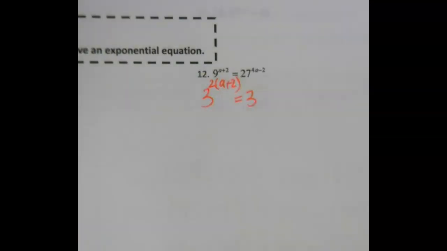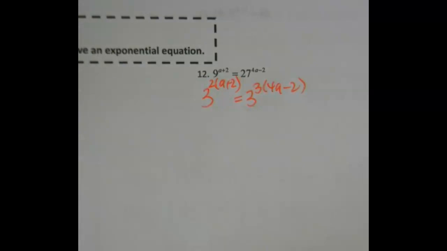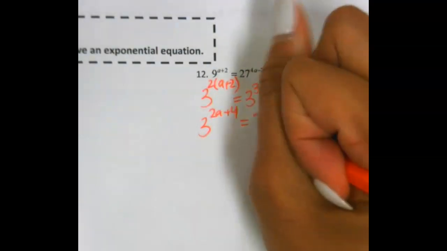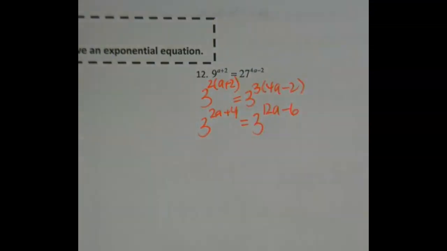Elias, try 27. 3 to what power will give you 27? 3. Perfect. Both of our exponents are now the same. Before I do anything else, before I do the log on each side, guys, do this next part. Distribute the 2, that's a 4 at the end. Distribute that 2 for the first number, and distribute your 3 for the second one in your exponent. I don't want you to lose any of those values, so that's why I'm having you distribute now.